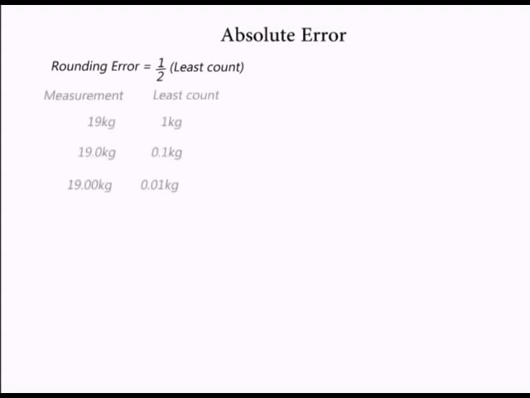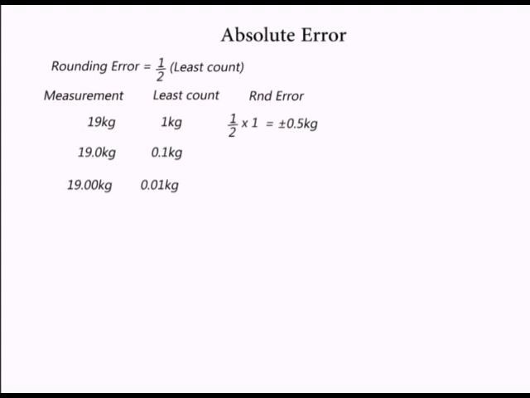Absolute error. Because there is no instrument that can measure with 100% precision, any measurement provided has what we call a rounding error, which has a negative and a positive sign. Rounding error of an instrument is equal to a half times the least count of that instrument. And so for 19 kilograms, rounding error will be equal to a half times 1, and that gives us plus or minus 0.5 kilograms.